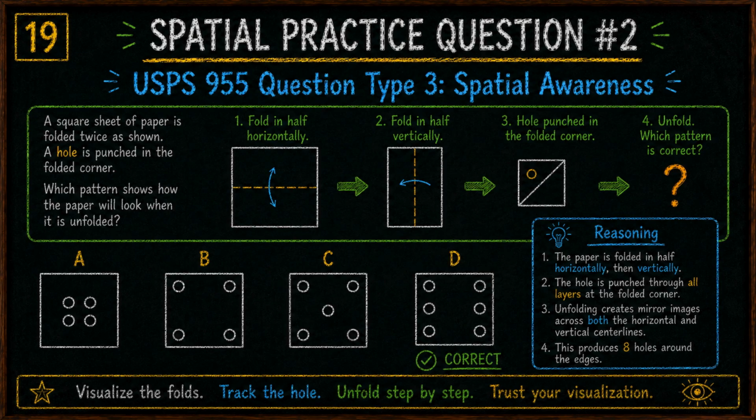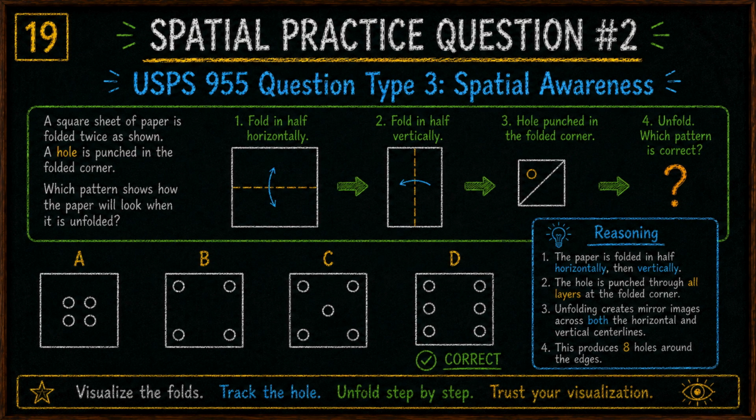The key is to reverse the folds. When paper is folded, layers overlap. A hole punched through the folded stack affects every layer underneath that punch. So when the paper unfolds, that one punch appears in multiple mirrored locations. First, think about the second fold. When you unfold that vertical fold, the hole reflects across the vertical center line. Then think about the first fold. When you unfold the horizontal fold, the holes reflect across the horizontal center line. Because the paper was folded twice, the hole pattern appears across both axes.